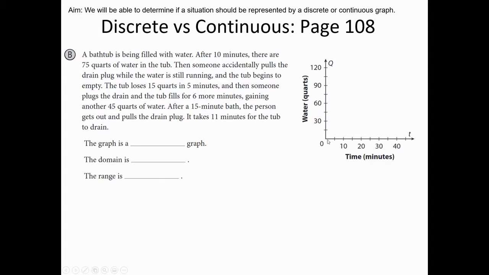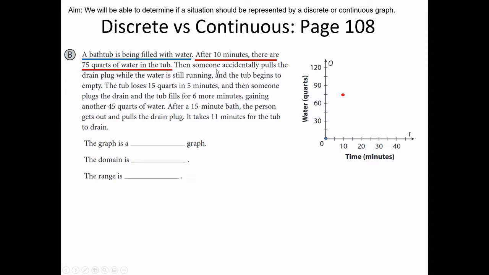Well, if you don't have any water, then we start at 0, 0. But look at this. After 10 minutes, there are 75 quarts of water in the tub. So after 10 minutes, I'm just going to move to 10 right here. It would go all the way up to 75. So from 0, 0 to 10, 75. There's a huge change right here.